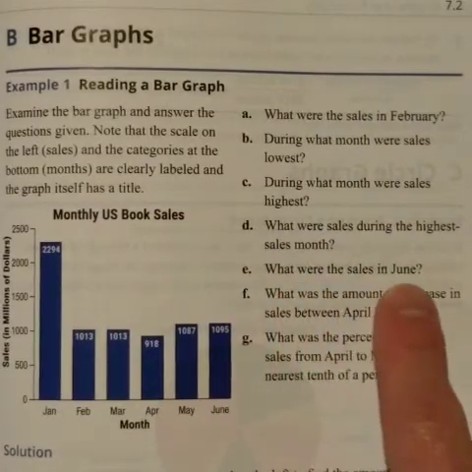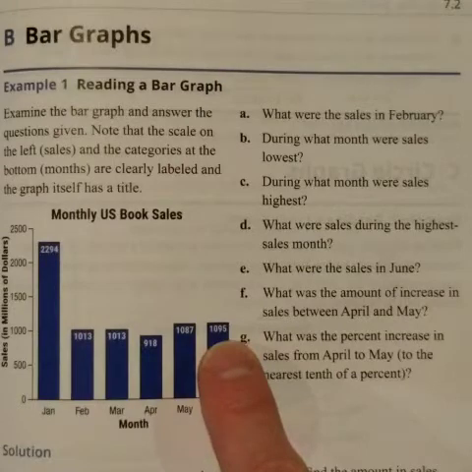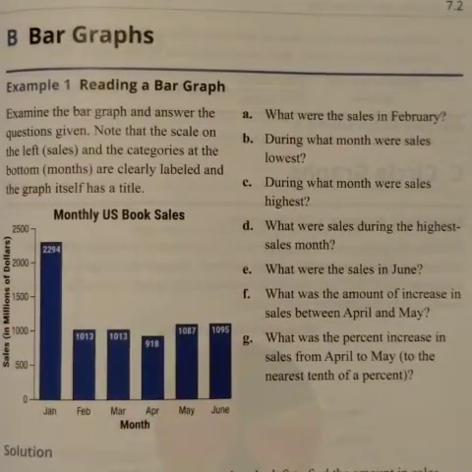What were the sales in June? Well, June, you have 1,095, but again, that's in millions of dollars, so it's $1,095 million.